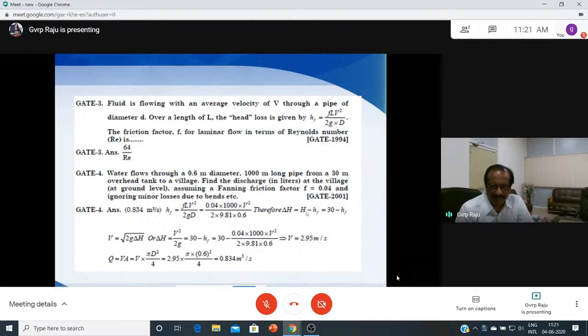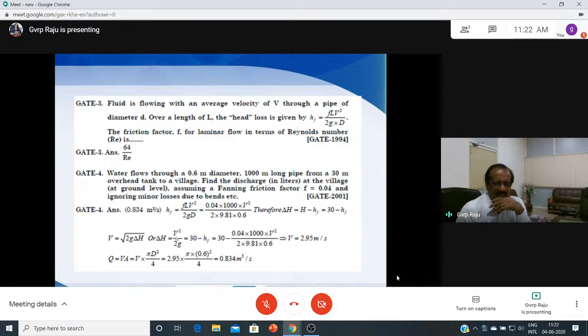So we can get H minus hf, that is 30 minus hf, which is also in terms of V square. So you can also take it in the normal equation. As you know, the velocity is equal to square root of 2gh, where h is the head available. The velocity is not known, so you can convert delta h in terms of velocity to find it. V is equal to square root of 2gh, and delta h is equal to V square by 2g. This is the common equation.